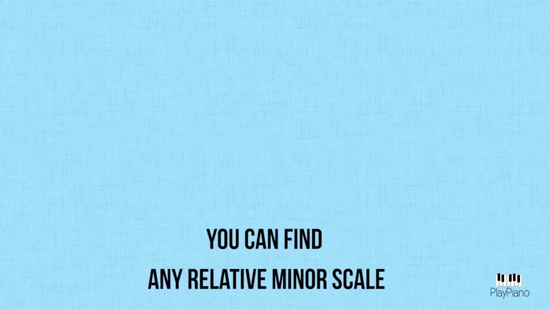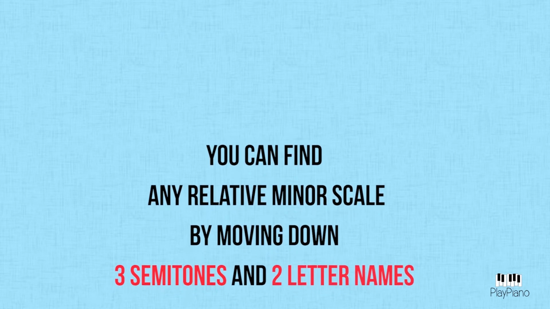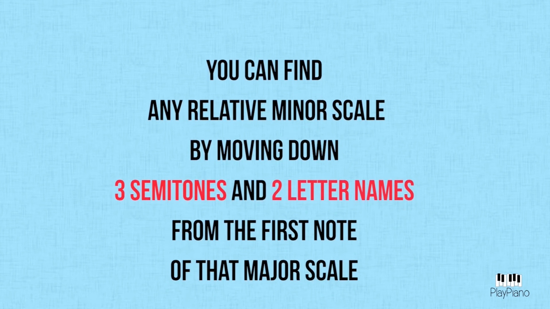Back to our 3 semitones discovery. You can find any relative minor scale by moving down 3 semitones and 2 letter names from the first note of that major scale. Let's try it out. Here is the A major scale. If we move down 3 semitones and 2 letter names, we get F sharp. So the relative minor of A major is F sharp minor.